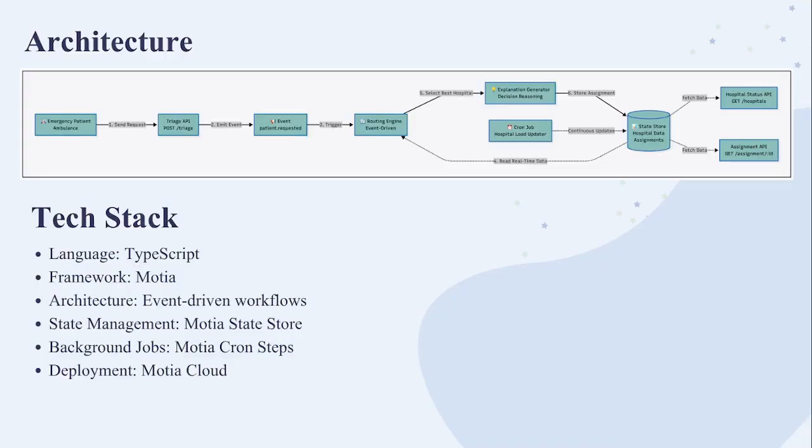What this engine does is read the current hospital status, and then try to find the best hospital based on the available beds, the distance, the specialty, and the severity, and then it will store the assignment to the state storage. Also, it will emit a patient assigned event that will generate the explanation for why a particular hospital has been selected. Then, using the assignment API, we can check the details as well as the explanations. Also, using the hospital API, we can get all the available hospitals' current status. In this system, using cron jobs, the hospital status gets updated every 30 seconds.